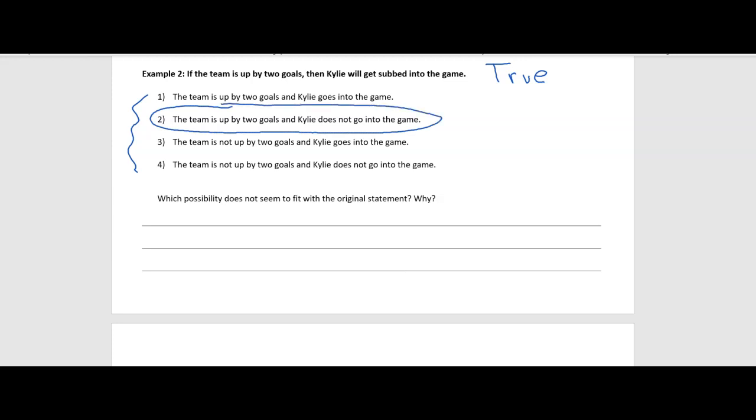Number 3 says the team is not up by 2 goals and Kylie goes into the game. Well, the bold statement doesn't say anything about what happens if the team is not up by 2 goals. So we can't say that number 3 doesn't make sense because the team isn't up by 2 goals. So Kylie could go into the game, she could not go into the game. Number 4 says the team is not up by 2 goals and Kylie does not go into the game. So again, because the team is not up by 2 goals, it doesn't matter what happens to Kylie, right?